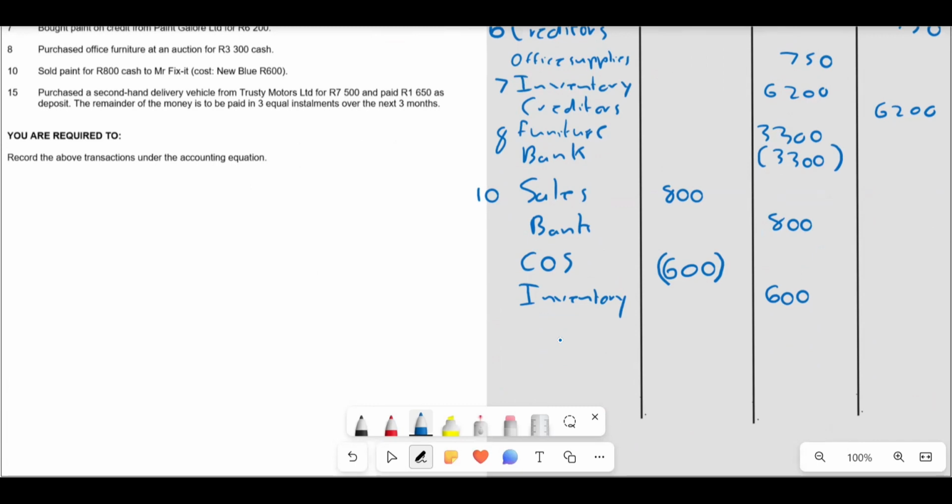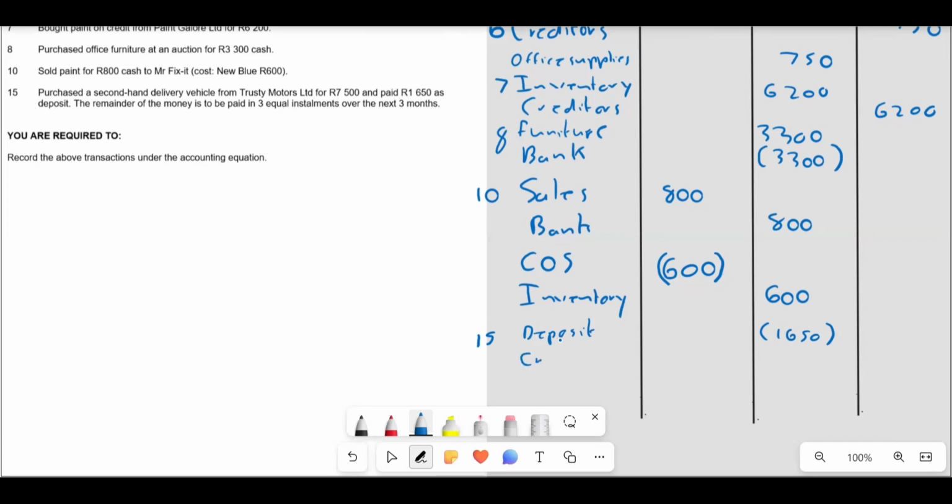Okay, let's move on to day 15. Purchased a second-hand delivery vehicle from Trusty Motors Ltd for 7,500. And we paid 1,650 as a deposit. So a deposit normally you pay cash. You can't pay a deposit through finance at most times. So we assume that our bank has decreased by 1,650. And the remainder of the money has to be paid in 3 equal installments.